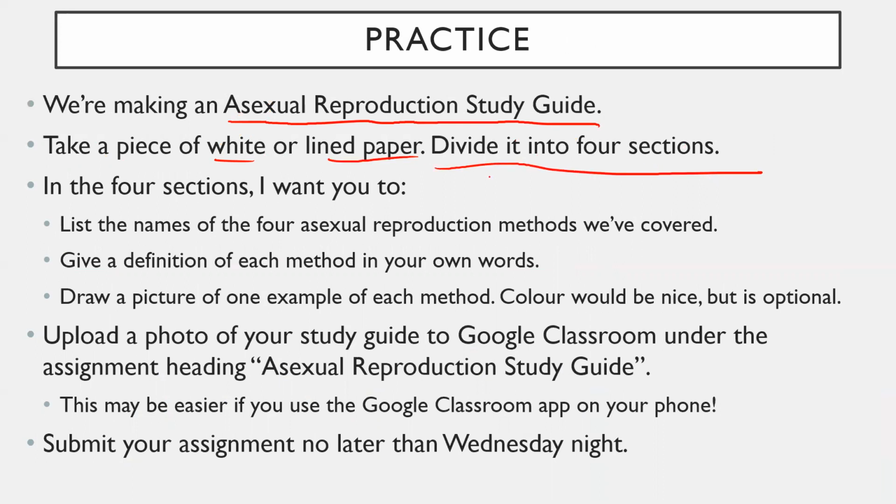I'll show you what I mean in just a second here. In the 4 sections, I want you to list the names of the 4 asexual reproduction methods that we've covered. I want you to give a definition of each method in your own words. In other words, paraphrase it for me. Just tell me another definition of how it would work. You can refer back to this video, but please put it in your own words. I want to see what you understand from this.